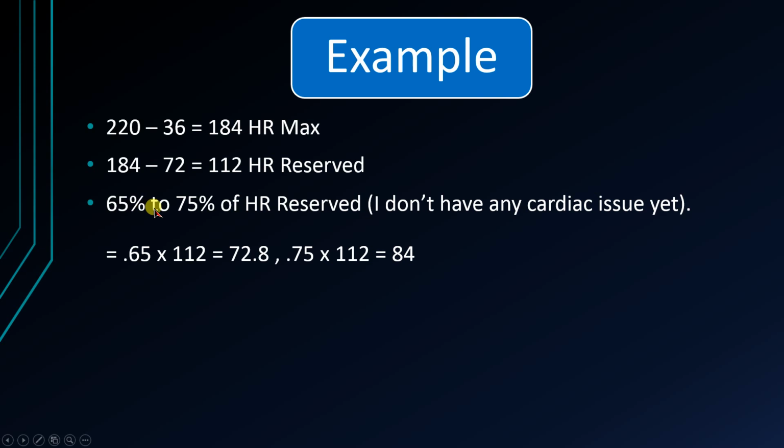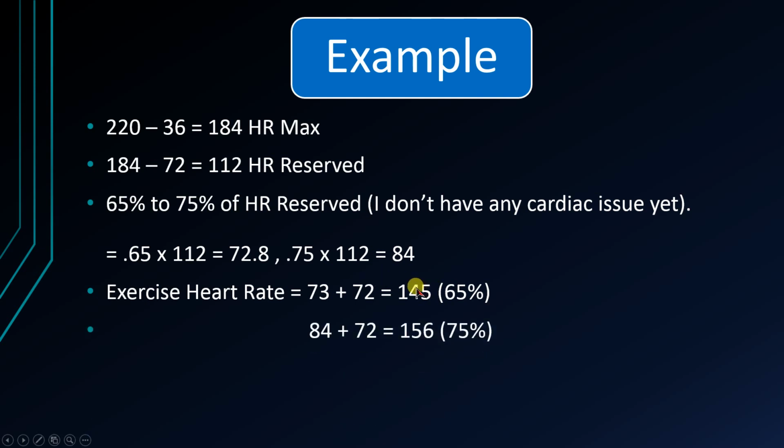I need to take 65 to 75% of the heart rate reserve. Why? Because I don't have any cardiac issues. So I'll multiply 0.65, because this is 65%, with 112. That makes 72.8 beats, and for 75%, 0.75 multiplied by 112, that makes 84 beats. So 65 to 75% of my exercise heart rate is about 145 to 156 beats per minute.